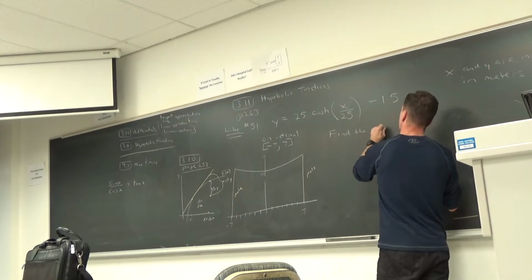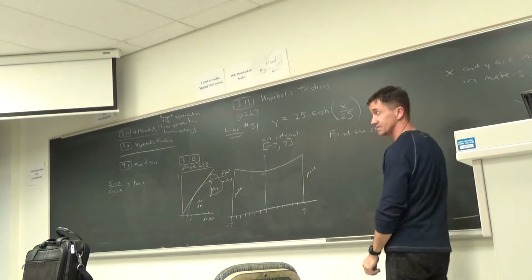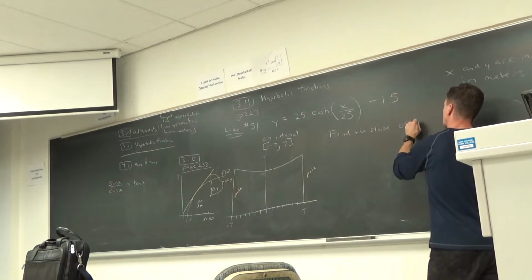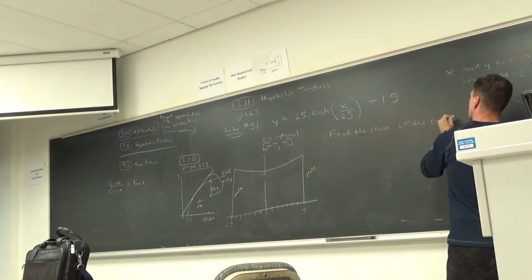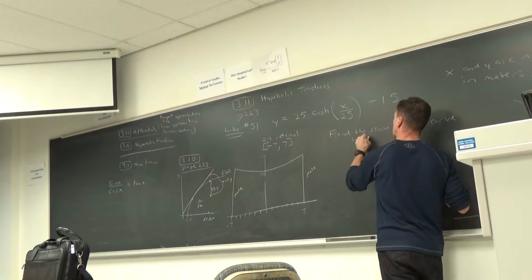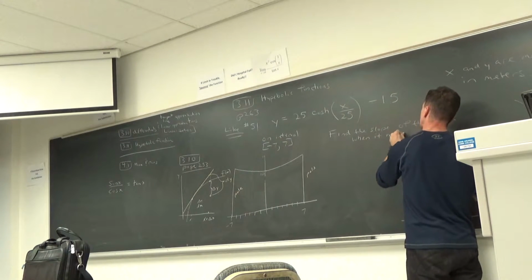You find the slope of the curve. That means the slope of the tangent line drawn through the curve when it meets which pole? Right pole. Yep, when it meets the right pole.